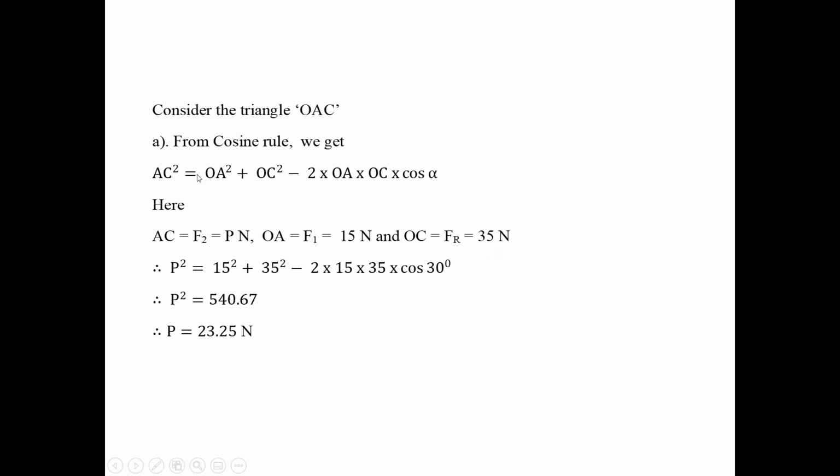Substitute these values in that equation. AC square is P square. P square is equal to OA square, 15 square, plus OC square, 35 square, minus 2 into OA, 15, into 35, into cos alpha, 30 degrees. Simplify this right hand side.